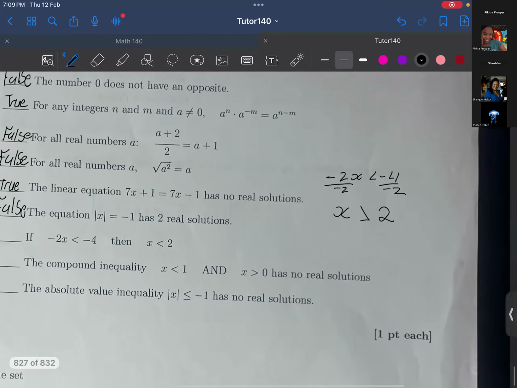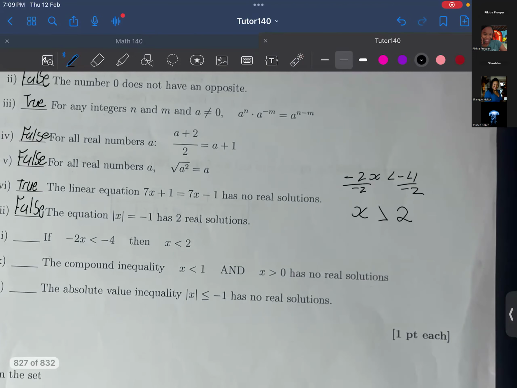And that's not what this is. This is then x is less than 2. No, this is false. X is greater than 2.